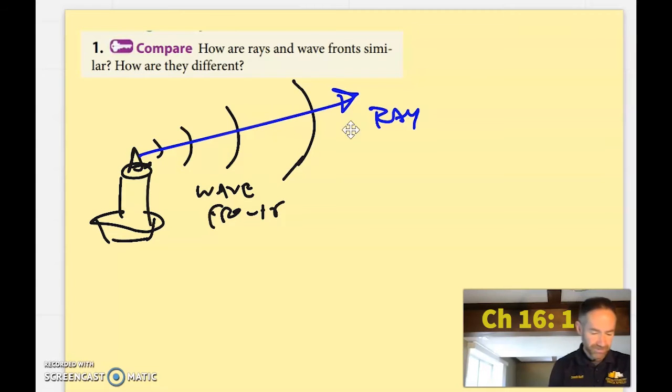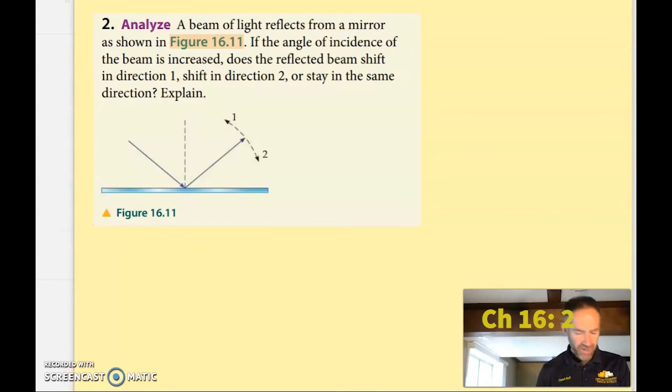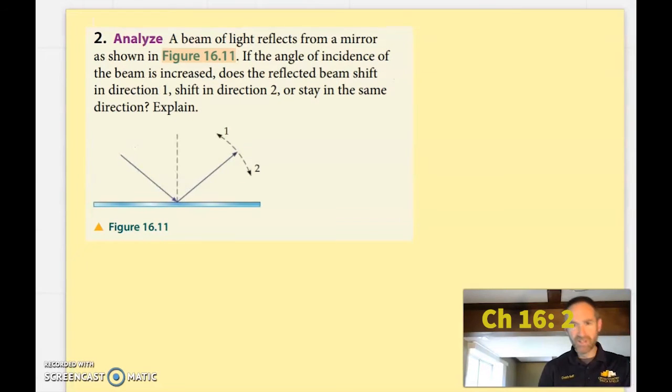Number two has a picture, and it says a beam of light reflects from a mirror as shown. It says if the angle of incidence of the beam is increased, does the reflected beam shift towards number one or towards number two, or does it just stay where it is? Now this is an easy one, but we got to know what they're talking about to get this right.